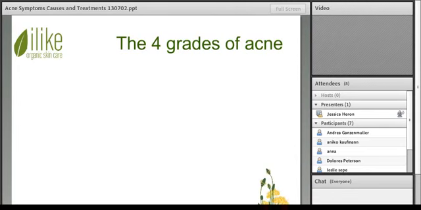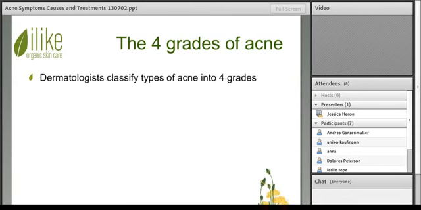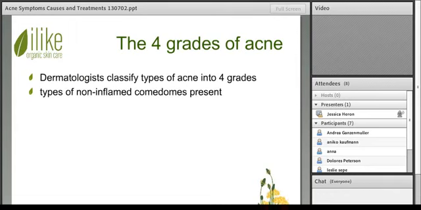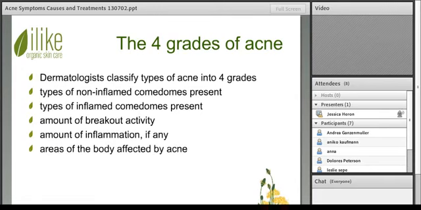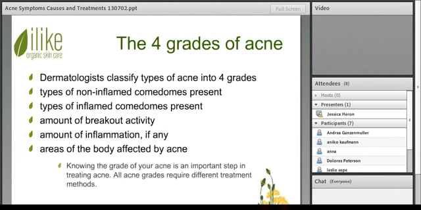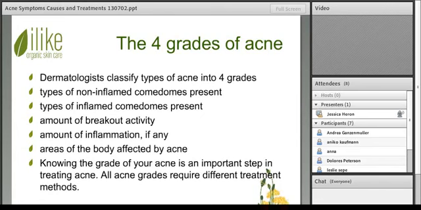So now that we know some of those symptoms that differentiate between themselves, the different kinds of lesions and things like that, understanding the different stages of acne will help and assist in prescribing treatment for your clients. So let's talk about that. Dermatologists classify the types of acne into 4 grades. Types of non-inflamed comedones that are present, types of inflamed comedones that are present, so both the non-inflammatory and the inflammatory lesions, the amount of breakout activity and how frequent, the amount of inflammation, if there is any at all, the areas of the body that are affected, face, neck, body, chest, wherever it may be, and then knowing the grade of your acne is the first and important step in treating acne, and all grades require different treatment methods.